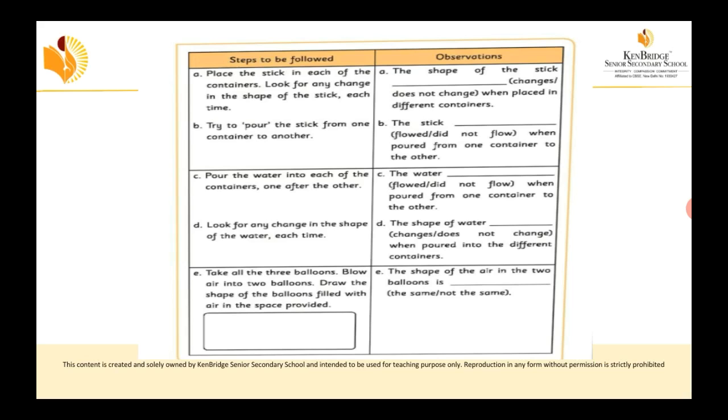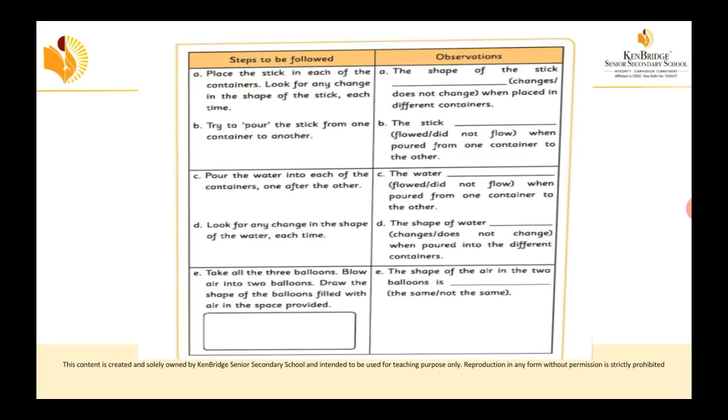See this question. Pour the water into each of the containers one after the other. So the water, can it flow? The water flowed when poured from one container to another. If you have two water bottles, you can pour from the first bottle to the second bottle, and the water can flow. So the water flowed from one container to another. Look for any change in the shape of the water each time.